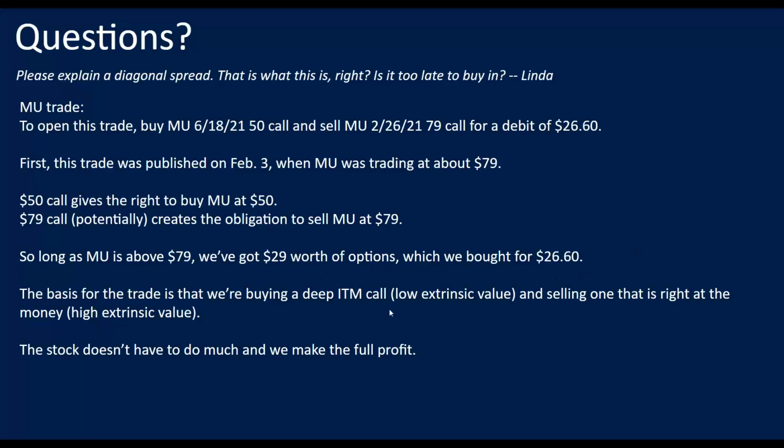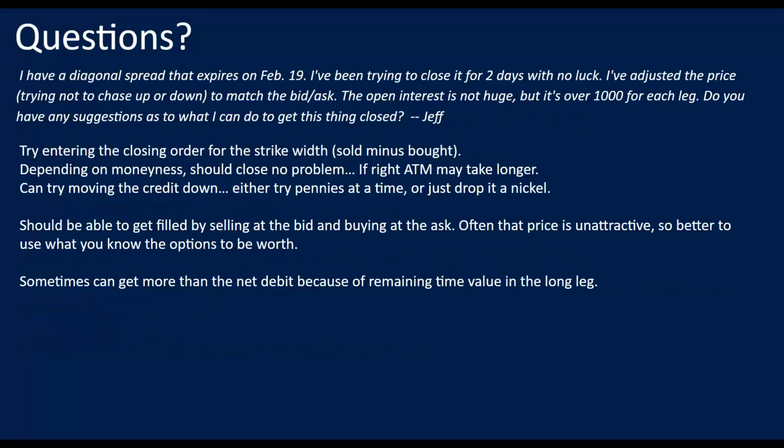And the way this works is the deep in the money call, the reason you can get $29 for the options for $26.60 is that deep in the money call has a pretty low extrinsic value, and selling that one right at the money, right, 79, has a high extrinsic value. So the stock really doesn't have to do very much, but we still make the full profit.